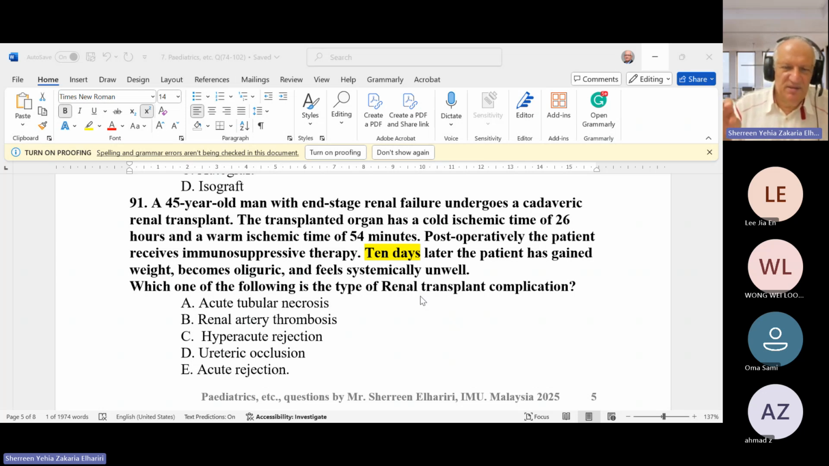So we mentioned hyperacute is within 1 day or a few hours, acute within 1 month. So here it is 10 days. So what could it be? Rejection. Acute. All right, acute, and it is type 4, cell-mediated or delayed hypersensitivity reaction.